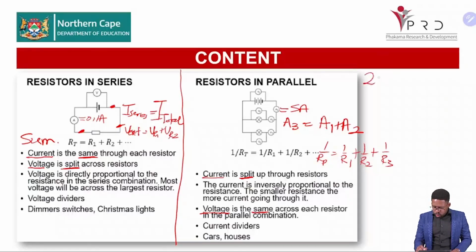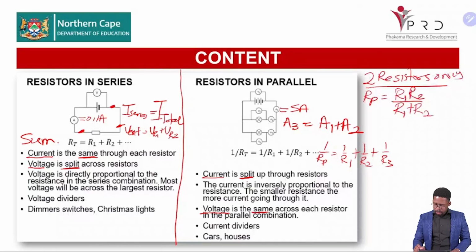If you are having two resistors only, you are allowed to use this formula: Rp is equal to R1 R2 all over R1 plus R2.